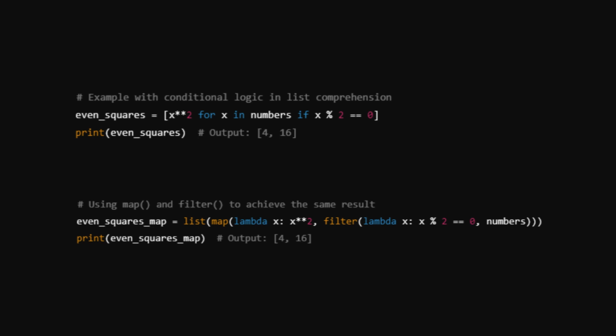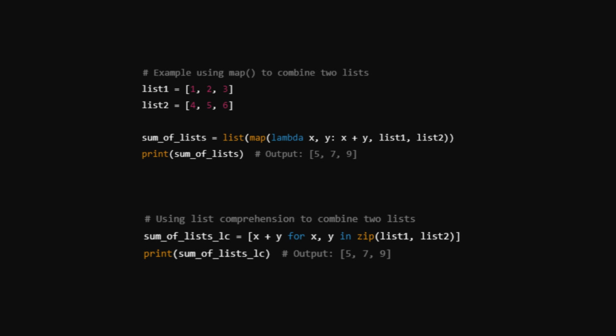This is a little bit harder to achieve cleanly with the map function. If we want to do the same thing, we'd have to combine the map function with the filter function to get the same effect. And it just makes the code a little bit more complicated. So if your transformation is simple and you can just throw it in a quick if statement, then list comprehension is probably the better choice.